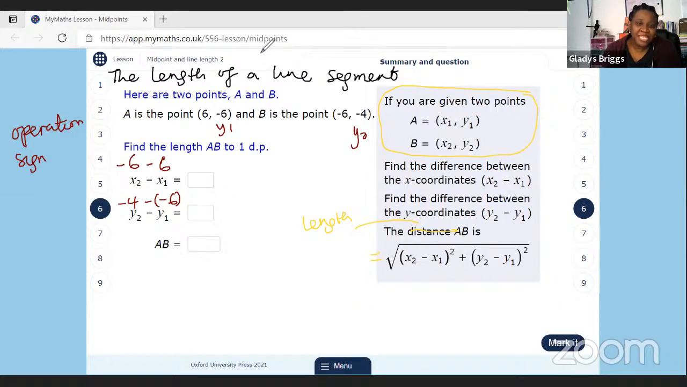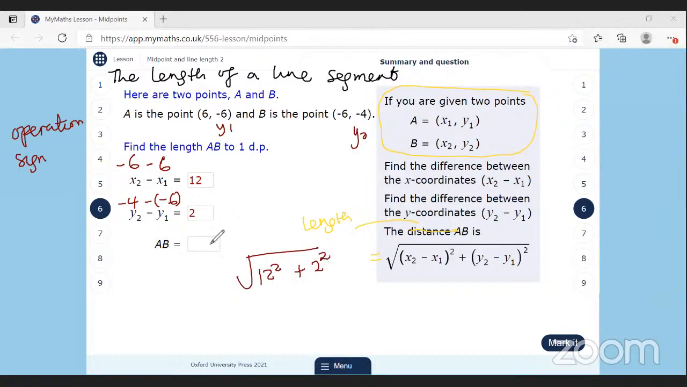Okay, let's try. Let me put your answers in. Yep, this is 12. And this is what? This is 2. Okay. So now you have to put in your square root sign. Okay, the length would be equal to the square root of 12 squared add 2 squared.